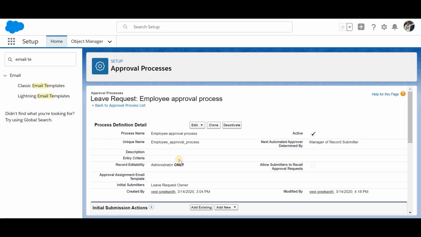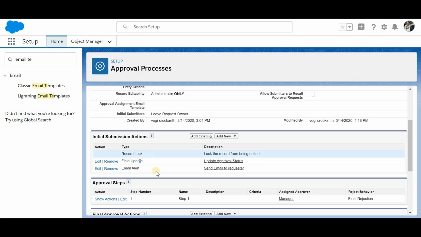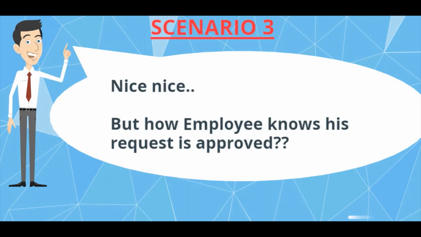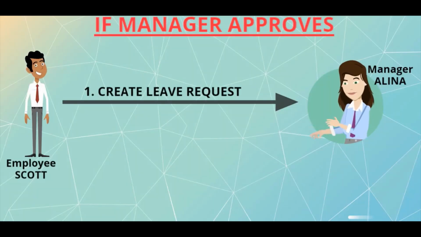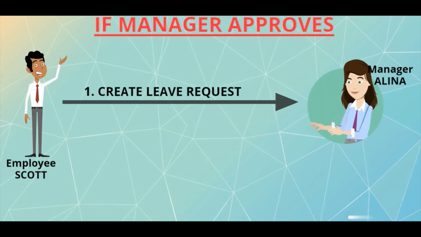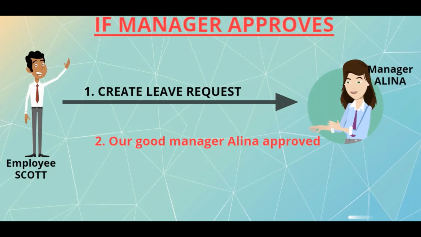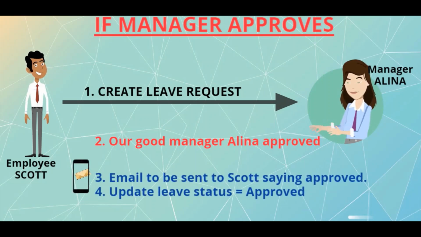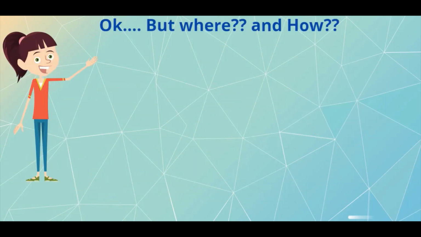Okay, this is how you can configure initial submission actions. Scenario 3. Nice, but how does the employee know his request is approved? Let's say employee Scott has raised a leave request to manager Elena. She's so nice, she immediately approved. Then if we can send an email to Scott saying that it is approved and we'll update the leave status to approved. That should do, right?